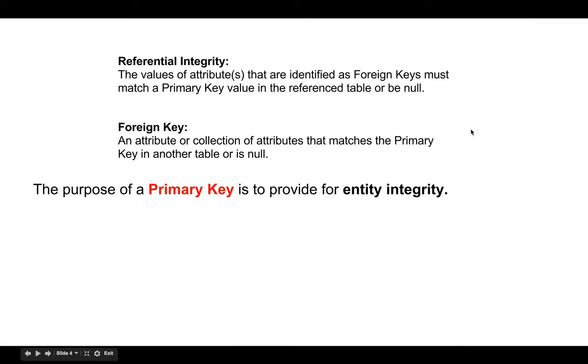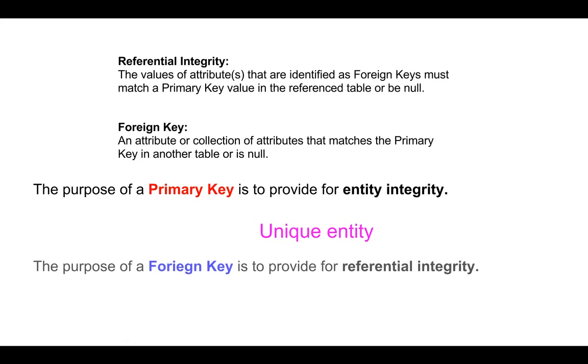The purpose of the primary key, keep in mind, is to provide for entity integrity, which means a unique entity. And the purpose of a foreign key is to provide for referential integrity, which means a perfect match. If you can keep this in mind, that the purpose of a primary key is to provide for entity integrity, a unique entity, and the purpose of the foreign key is to provide for referential integrity, a perfect match, you will be doing well as you continue using databases.